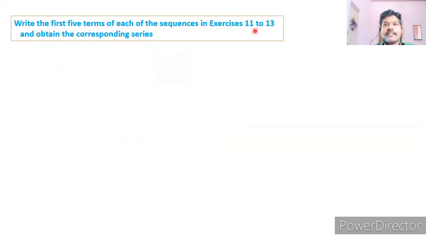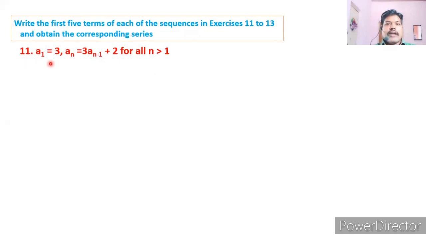For each of the sequences in exercise questions number 11 to 13, that means 11, 12 and 13, obtain the corresponding series. They're asking you to write the first 5 terms. Question number 11, 12, 13. Okay, so see that one here. The 11th question.